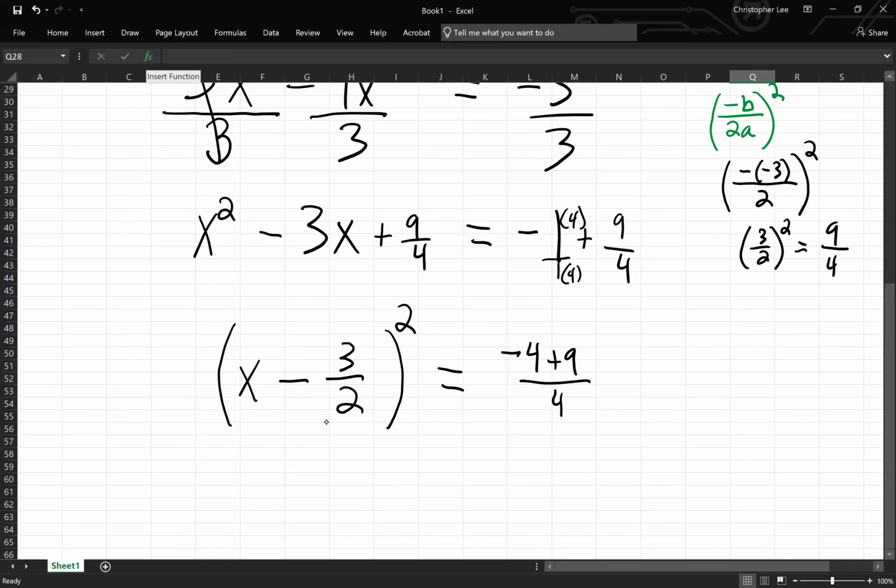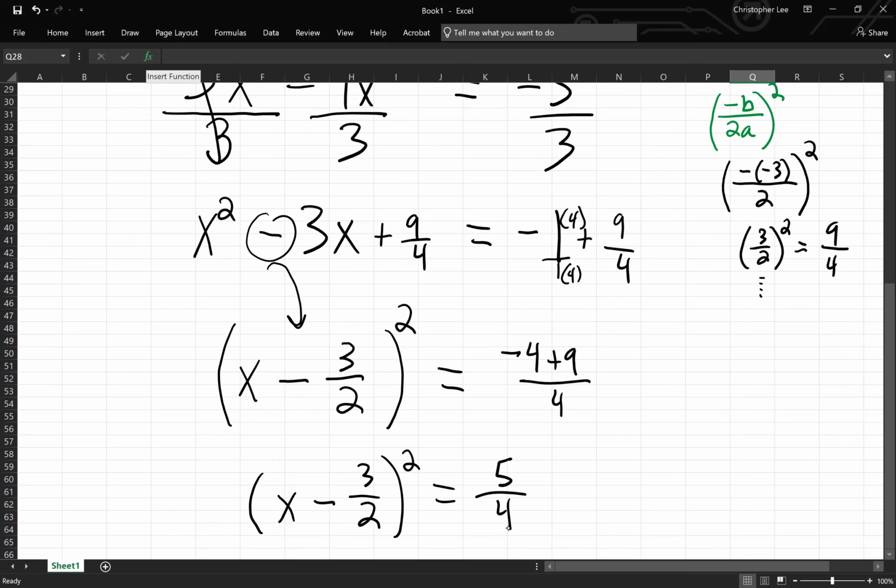How'd you get that? That's very good. That's the one that's squared over here. And then I have the negative that I just bring down right here. That's simple. All right. Let's finish this out. I'm just going to rewrite it real quick. X minus 3 over 2 squared is equal to 5 over 4. What do I do after that?